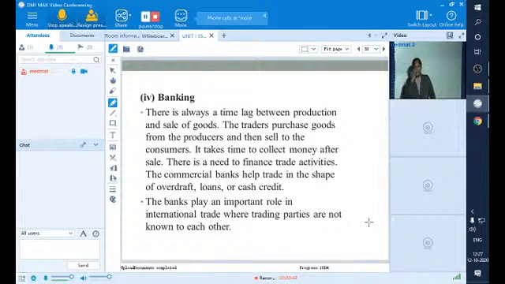The fourth one is banking. There is always a time lag between the production and sales of goods. The traders purchase goods from the producers and then sell them to the consumers. It takes time to collect money after the sale, so we will go for finance for trade activities. Here the commercial bank helps trade in the shape of overdraft, loan or cash credit. The bank also plays an important role in international trade, where trading parties are not known to each other. For international trade we use banking.